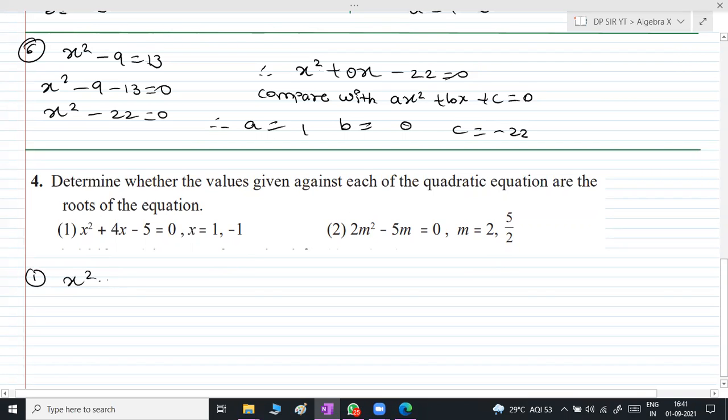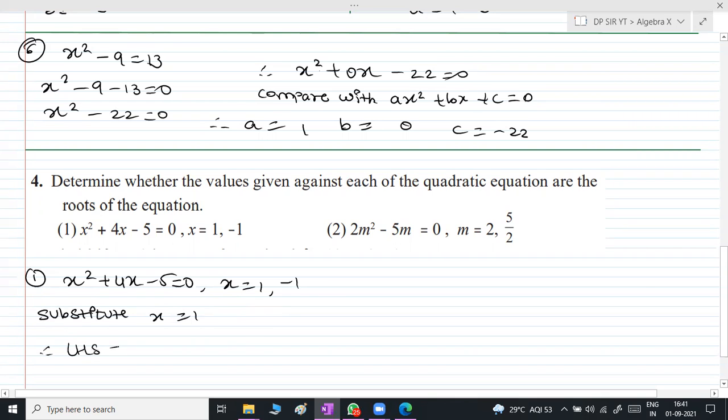x square plus 4x minus 5 is equal to 0, where x is equal to 1 comma minus 1. They are saying check whether these values are roots or not. So to check whether the following are roots or not, I would say substitute x is equal to 1 in LHS. Okay, substitute x is equal to 1 in the given equation.